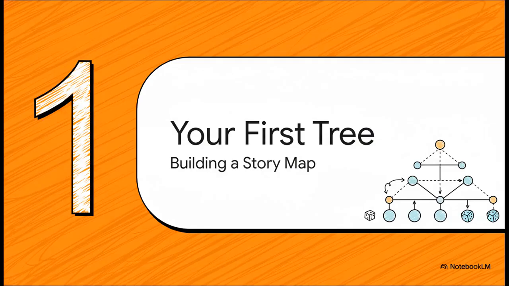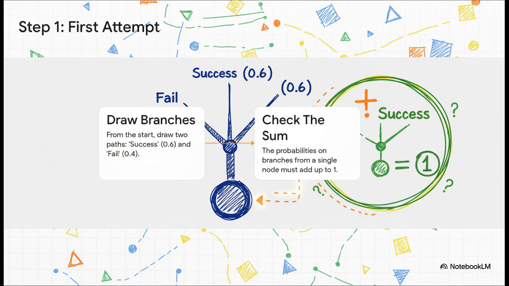Now, you could try to solve this with some complicated formula, but honestly, the best way is to just draw it out. I want you to think of a probability tree less like a scary math diagram and more like one of those choose-your-own-adventure books. It's basically a map. We're going to build a map of this whole story step by step to see where all the paths lead.